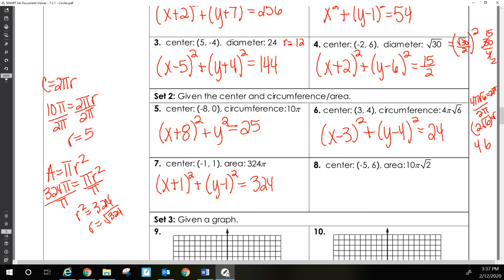All right, let's do number 8. If pi r squared, that's my area, right, is equal to 10 pi square root 2, and I divide off that pi, then r squared, which is what I need anyway, is 10 square root 2. So (x minus negative 5) squared plus (y minus 6) squared is equal to r squared, which is 10 square root 2. And that's it for 1 through 8 on the second set.